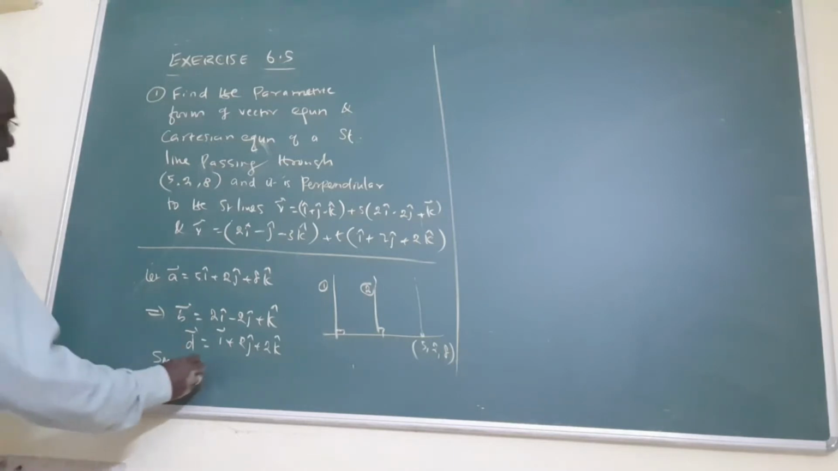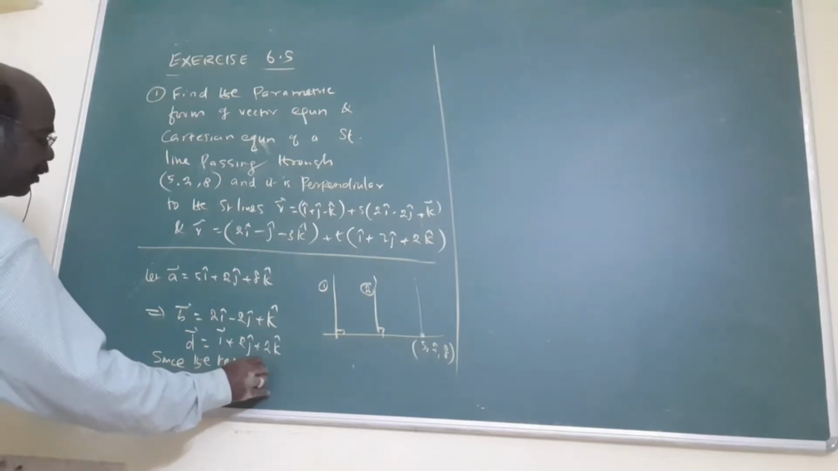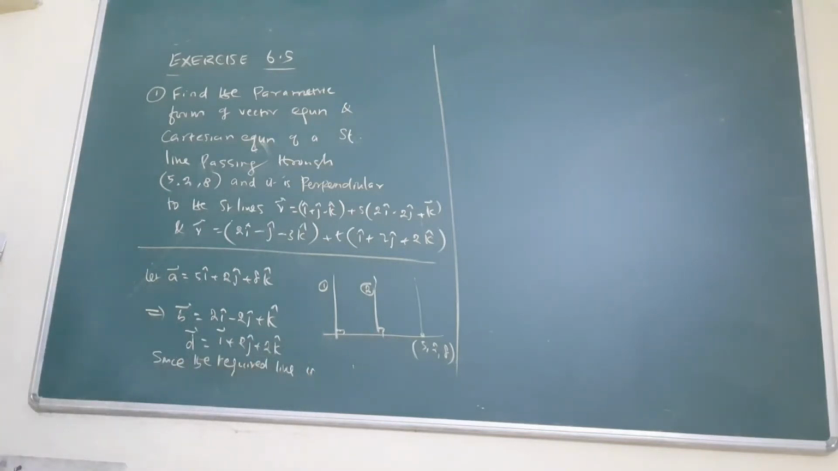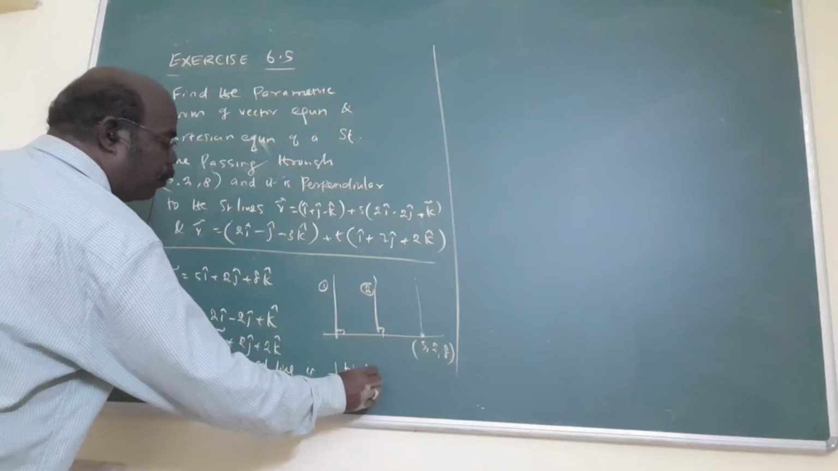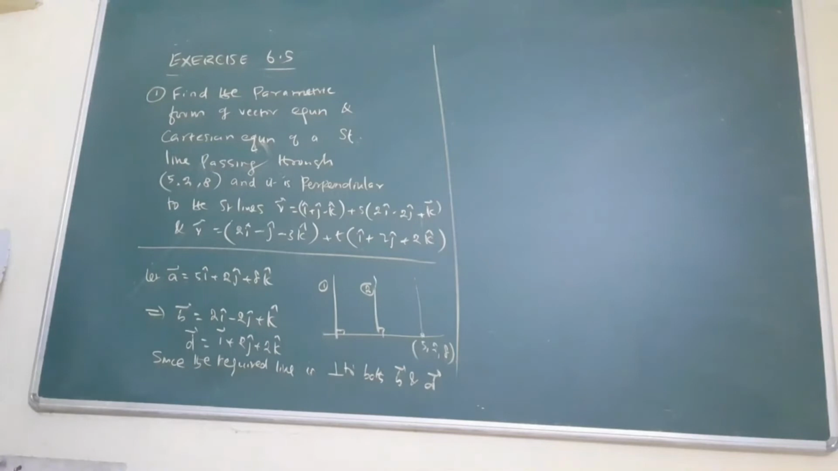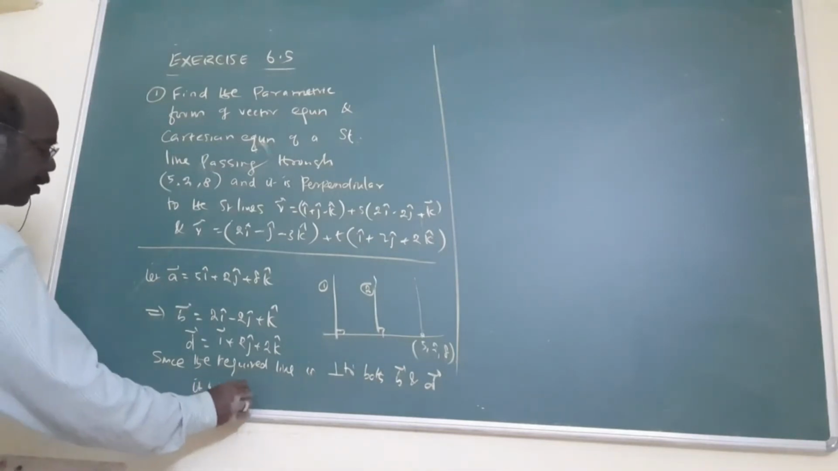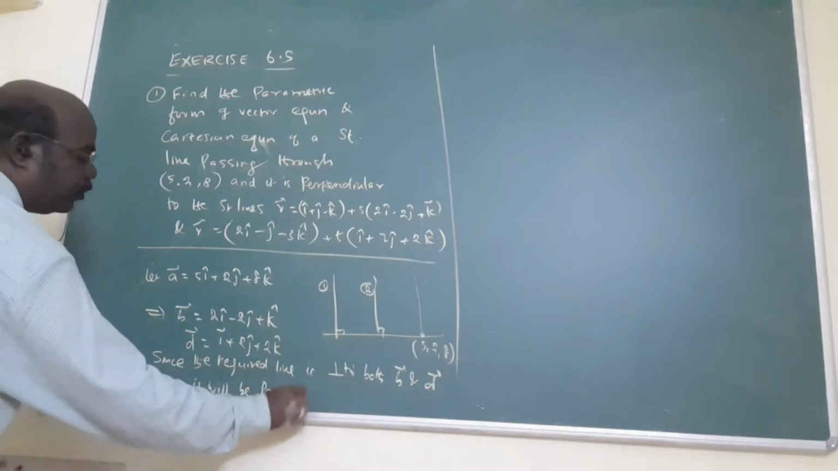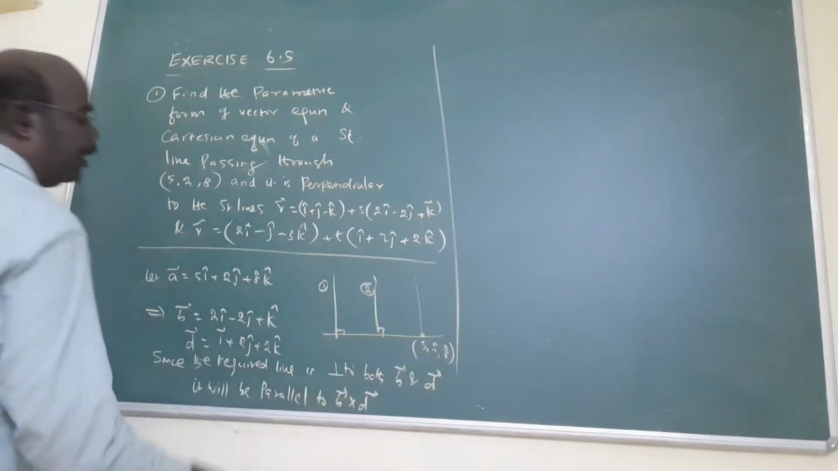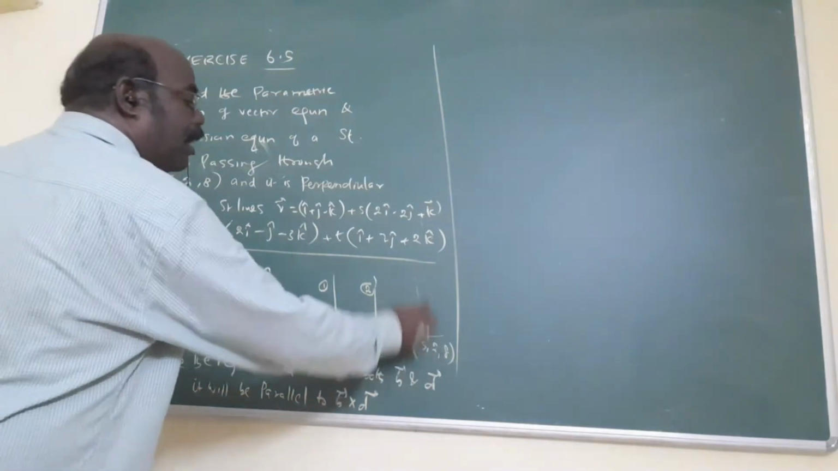Since the required line is perpendicular to both B and D, perpendicular to both B vector and D vector, that means it will be parallel to B cross D. This is an important idea. Separately, these are perpendicular. Combined together, B cross D is parallel to the required equation.